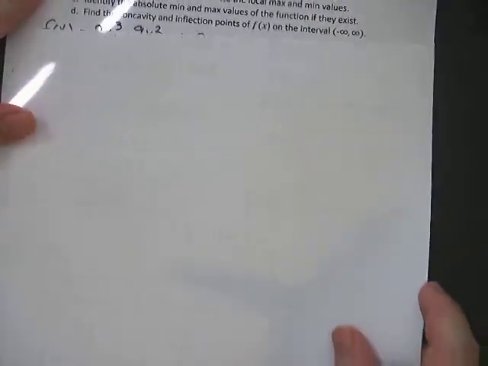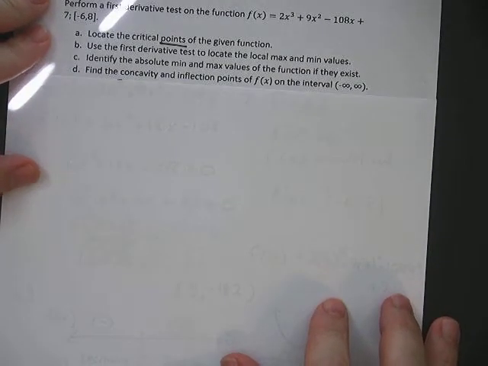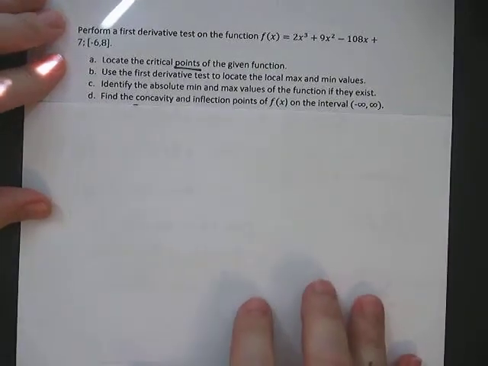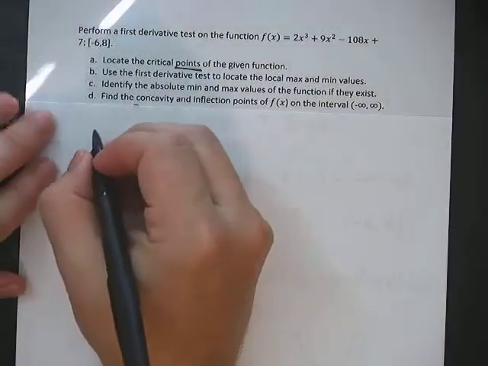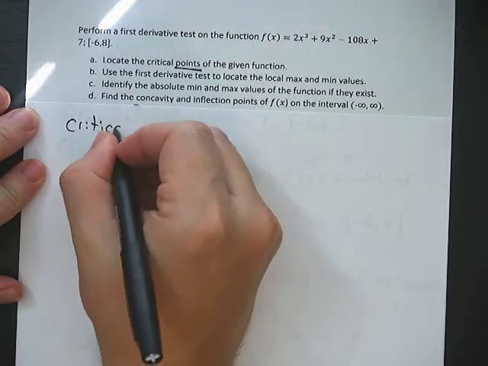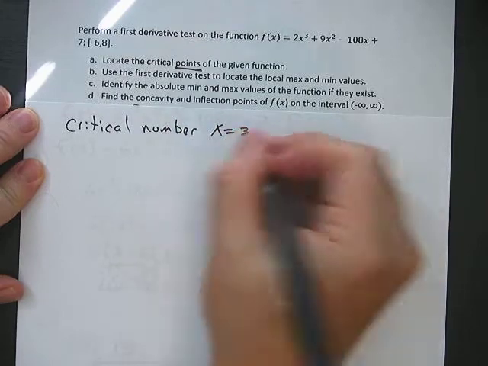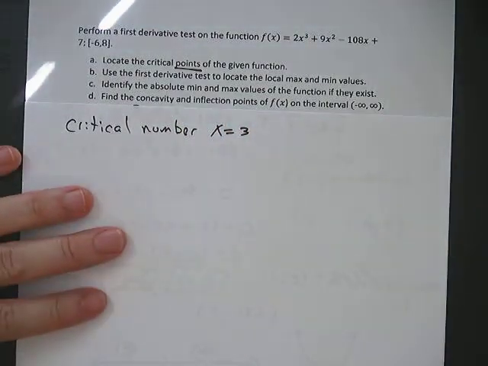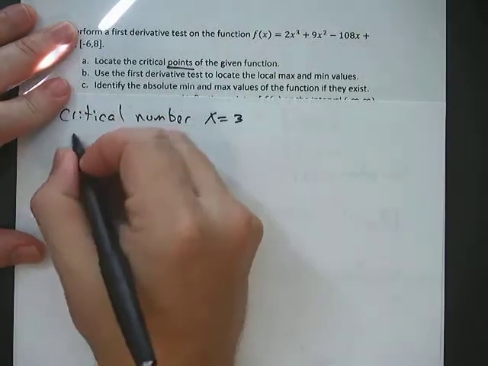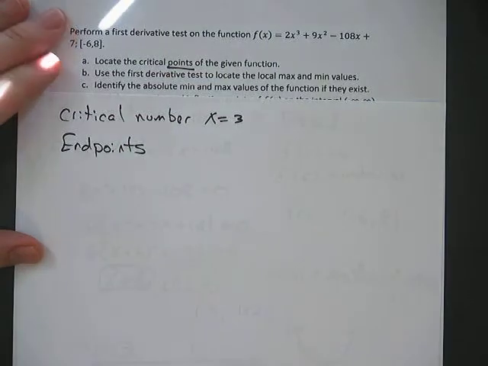It says, identify the absolute min and max of the function if they exist. Okay, this is where we'll use those endpoints. So we know that we have our critical number. Our critical number is x equals 3. Okay, but when you're looking at absolute minimums and absolute maximums, you also have to try the endpoints. Endpoints can possibly be an absolute minimum or an absolute maximum.